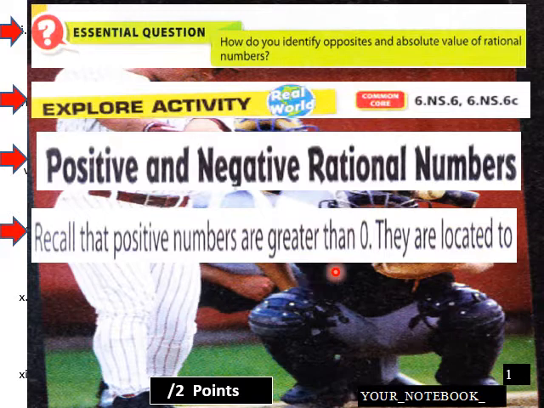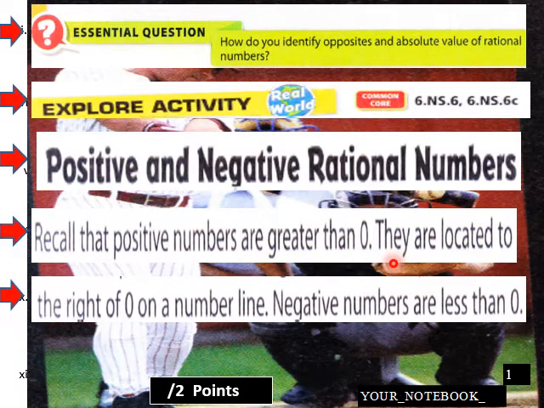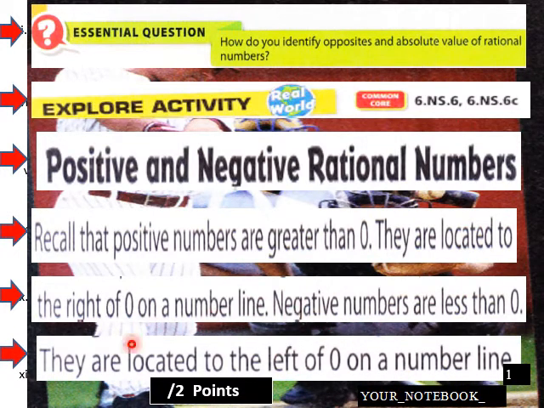Recall that positive numbers are greater than 0. They are located to the right of 0 on a number line. Negative numbers are less than 0. They are located to the left of 0 on the number line.